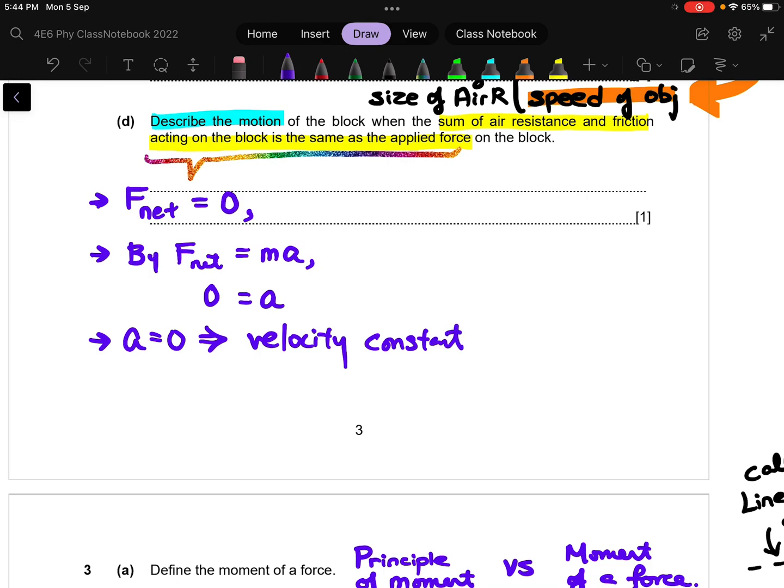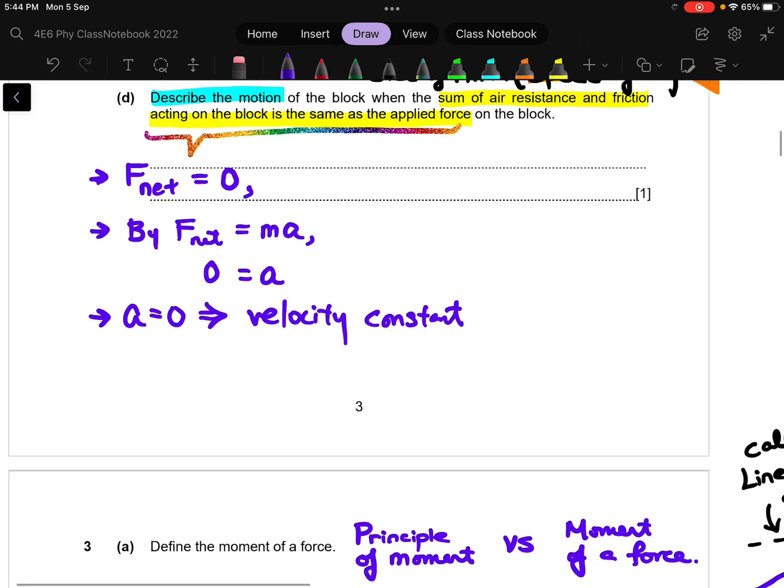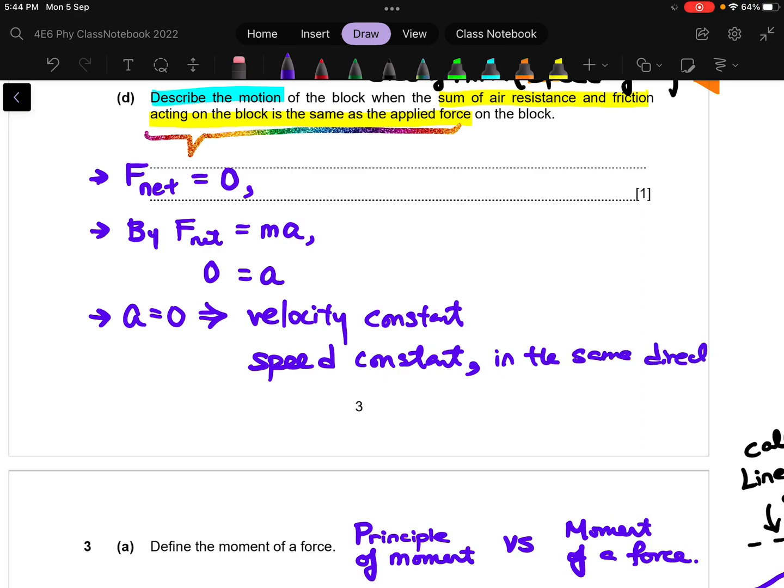Now, some of you are arguing, what if I say speed is constant? Aren't they the same thing? Well, if you write that your speed is constant, you need to add in one more qualifier, and that is in the same direction. Okay, and that makes your answer more lengthy. So for my students, I will always tell them that if acceleration is 0, just tell me in terms of velocity, it becomes constant, and that's it.